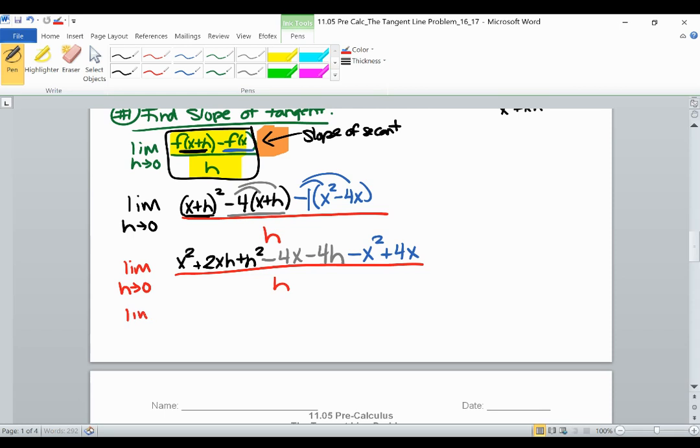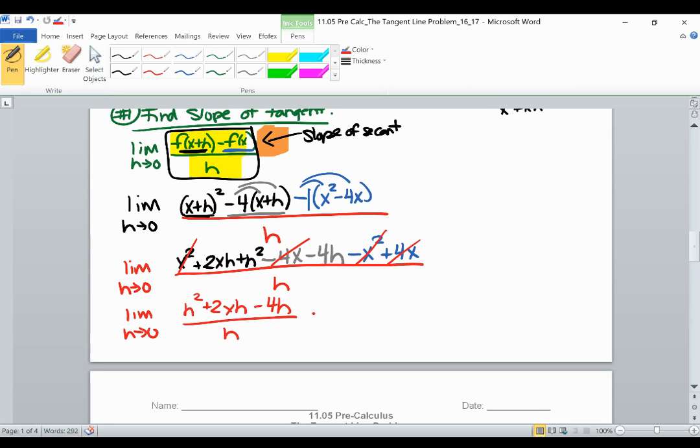So now we have the limit as h approaches 0. And what can I cancel out here? Well, I've got x squared minus x squared. Those are going to cancel. I've got negative 4x and a positive 4x over there. So I am left with, and I'm going to put this into standard form when I rewrite it, h squared plus 2xh minus 4h all over h.